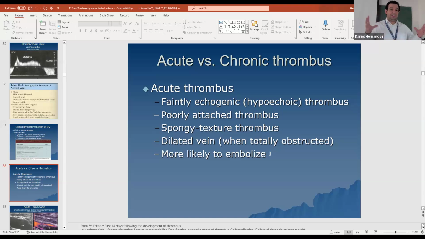They cause the veins to dilate, particularly when it's totally obstructed or completely occluded. And then acute thrombus are way more likely to embolize, break off, and then travel to the lungs, forming a pulmonary embolism, than chronic DVTs.